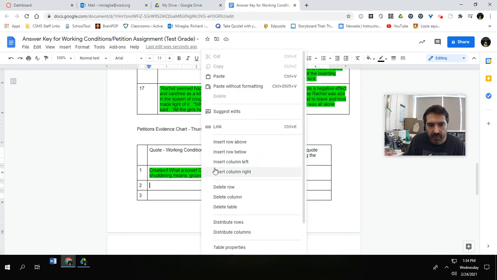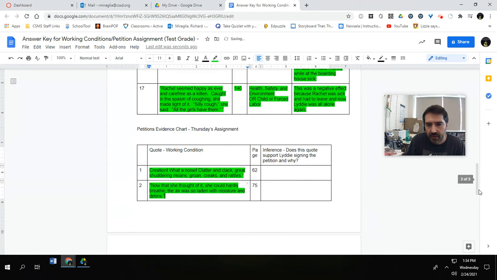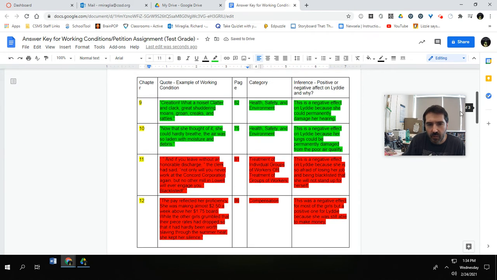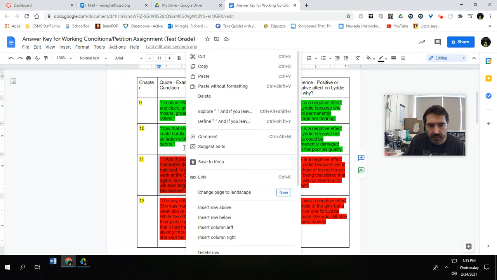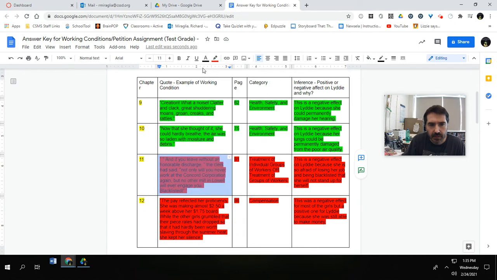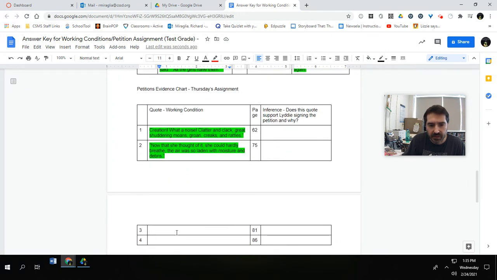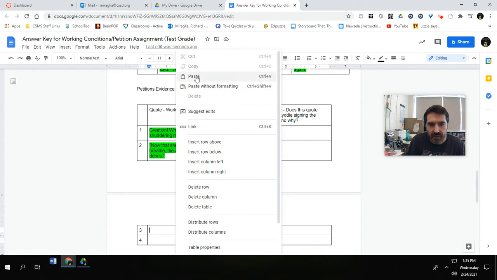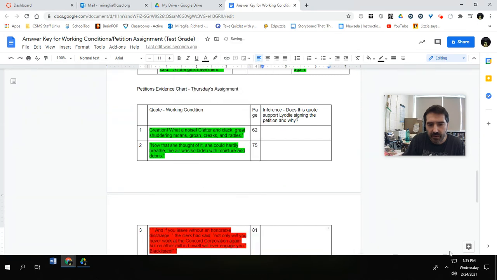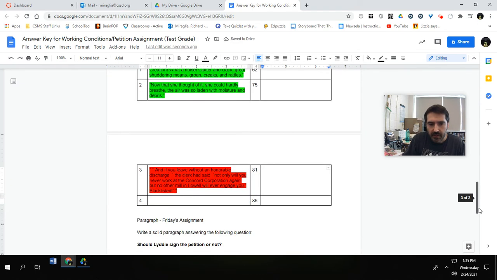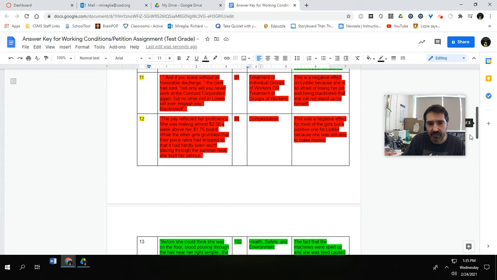Now, if you were picking other quotes, you could potentially pick 4 quotes that are all green, and that's fine. They don't have to be 2 and 2. I just selected 2 positive, 2 that would make her think about signing the petition, and 2 that would probably make her think about not signing the petition.